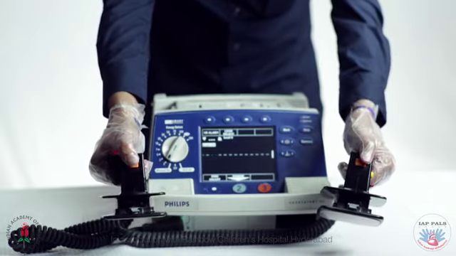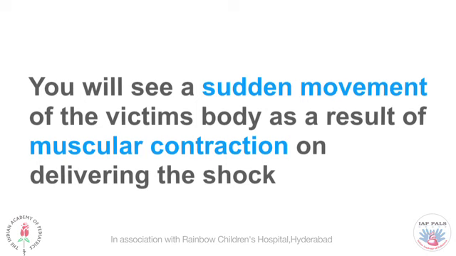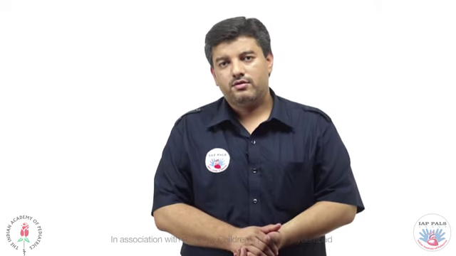Press the delivery button. You will see a sudden movement of the victim's body as a result of muscular contraction on delivering the shock. After delivering a shock, do not try to analyze the rhythm. Start CPR immediately with chest compressions. After completing 5 cycles of chest compression and rescue breaths, when you are switching between rescuer 1 and rescuer 2, that is the time you can use to analyze the rhythm.